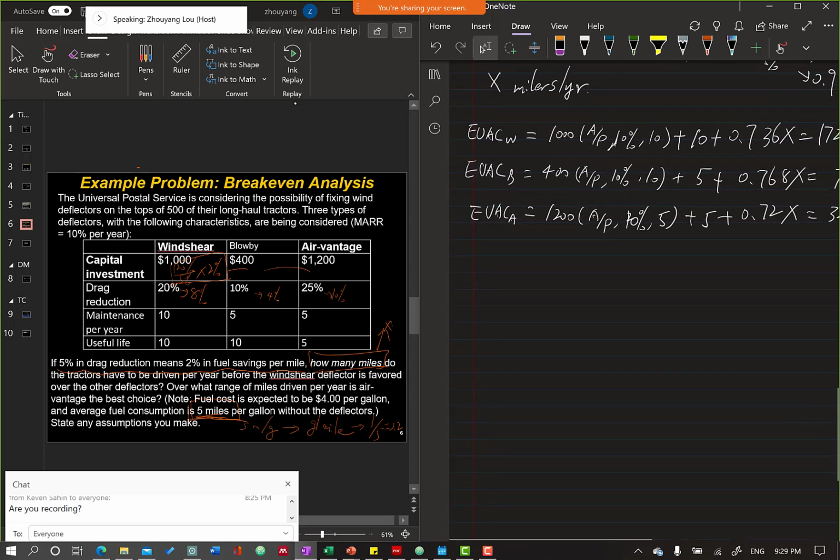So the next step, since we already have the annual worth equation set up for each of the options, is to get the break-even points. Basically, we just set the annual worth of the two options equal, pair by pair. So we can first set the annual worth of the Wind Shear equal to the annual worth of the Blow-By.